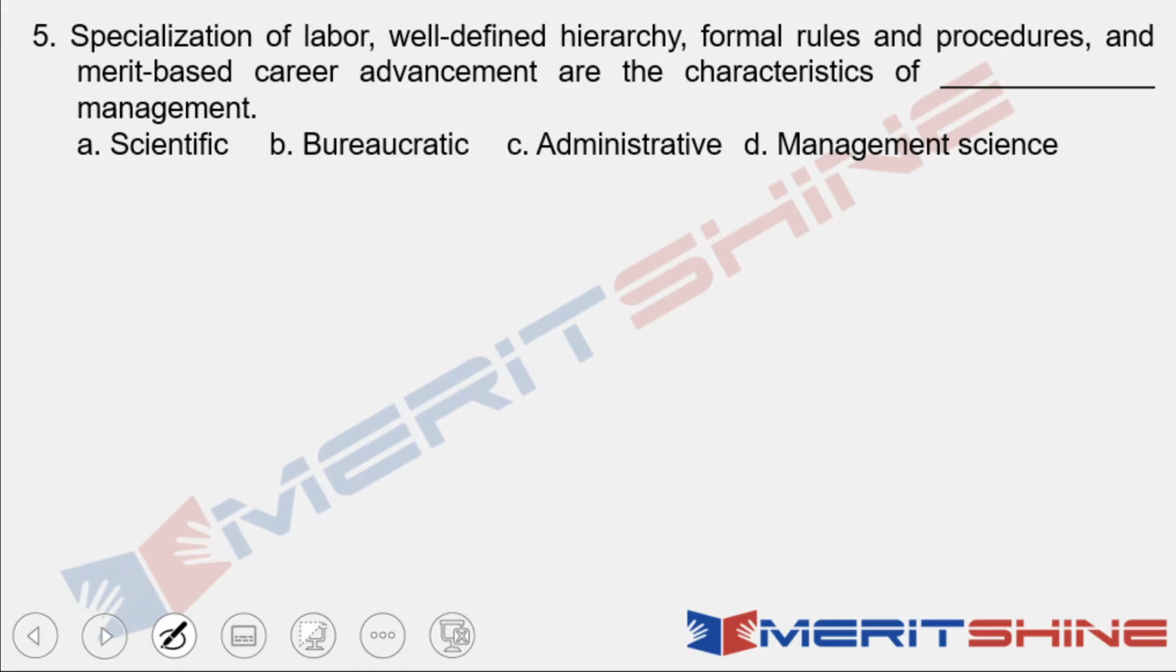Okay, question number 5 now, my friends. Do it. Okay, let's see. Specialization of labor, well-defined hierarchy, formal rules and procedures, and merit-based career advancements are the characteristics of which kind of management? If you have studied, you would know just by looking at the sentence that it's bureaucratic.